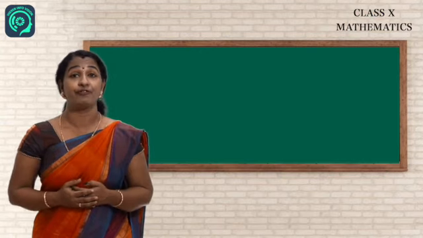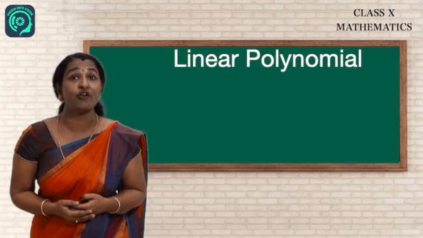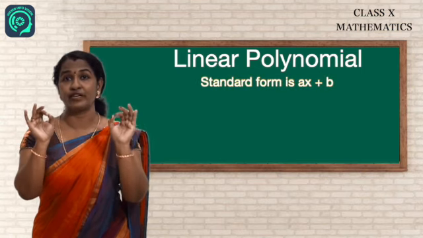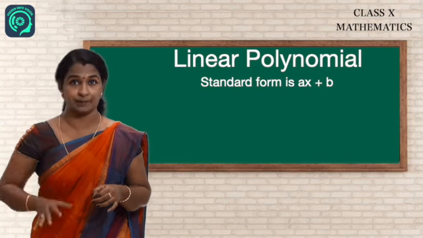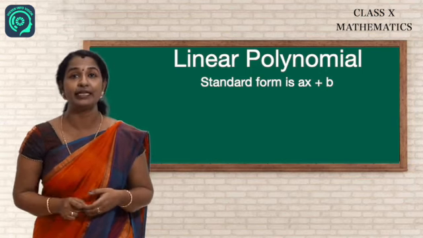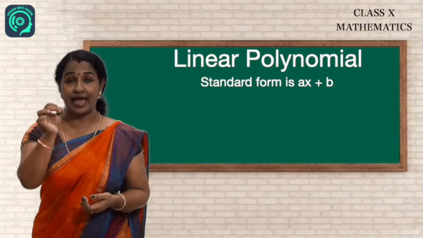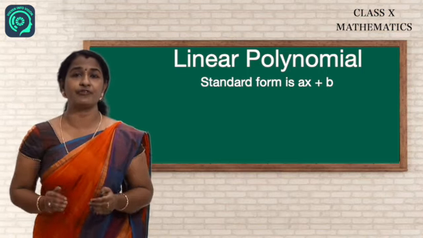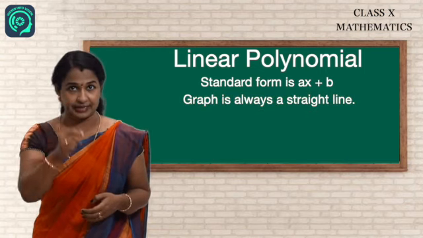So let us take the first polynomial, that is our linear polynomial. In case of linear polynomial, children, you can see the standard form of a linear polynomial is ax plus b. That is the standard form of a linear polynomial. You can see the degree is 1. So the linear polynomial standard form is ax plus b. And children, when you plot the graph of this linear polynomial, you will definitely get a straight line.